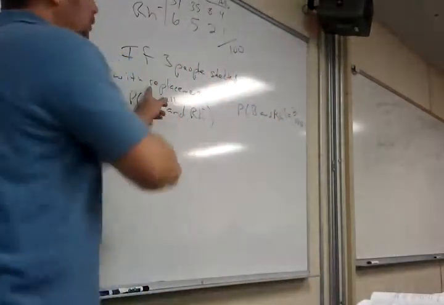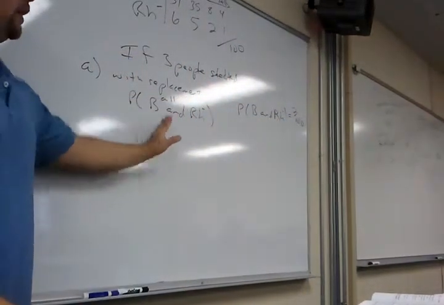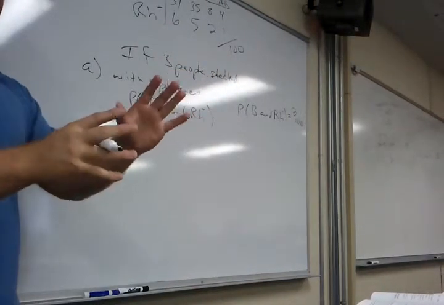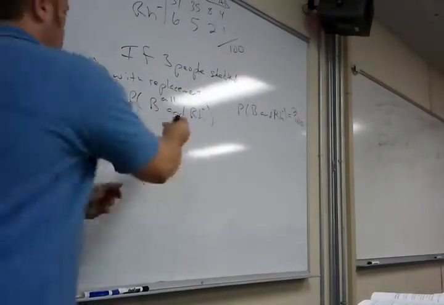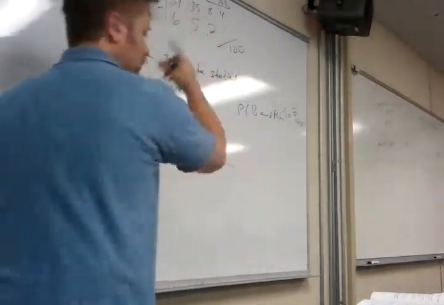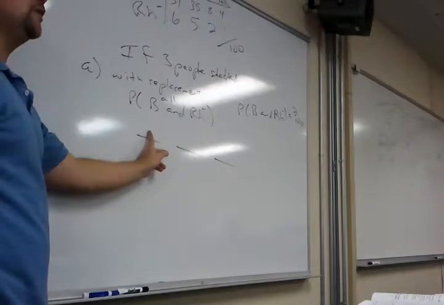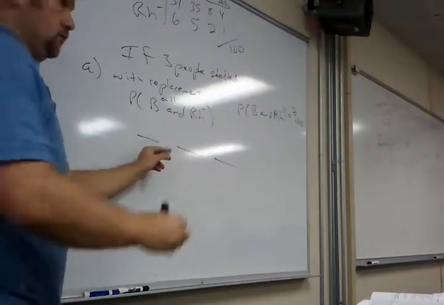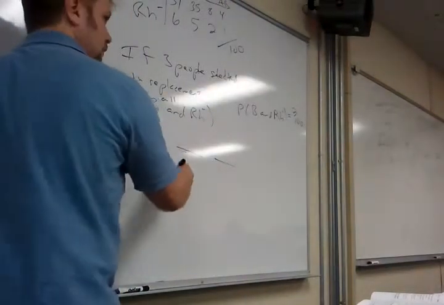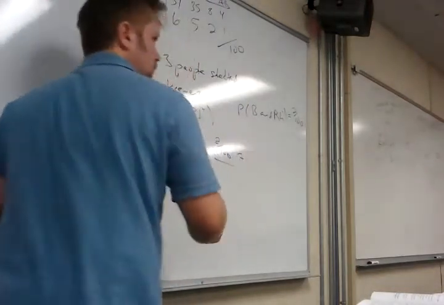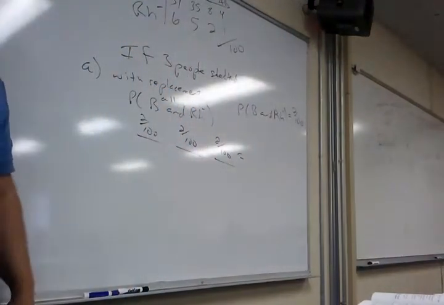So if I do it with replacement, what is nice about that? How many blank spots do I have? 3. I like it. You guys start to see there's a method to my madness here. I have 3 blank spots because I'm picking 3 people. If I do it with replacement, the probability the first one is B and RH negative is 2 out of 100. I put him back in the mix. 2 out of 100. Put him back in the mix. 2 out of 100, right? So that's with replacement.